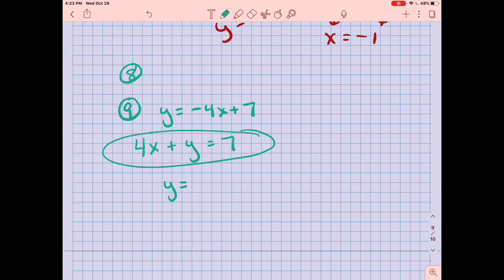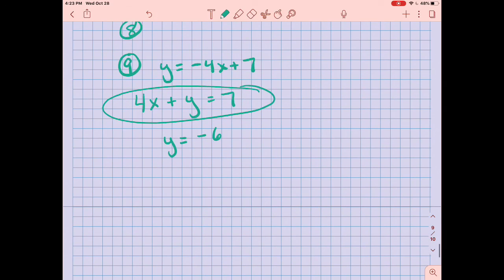Y equals negative 6 is also linear. It happens to be a horizontal line. If I wanted to, I could say 0x plus y is negative 6. That's your standard form right there. So yes, this one is also linear.